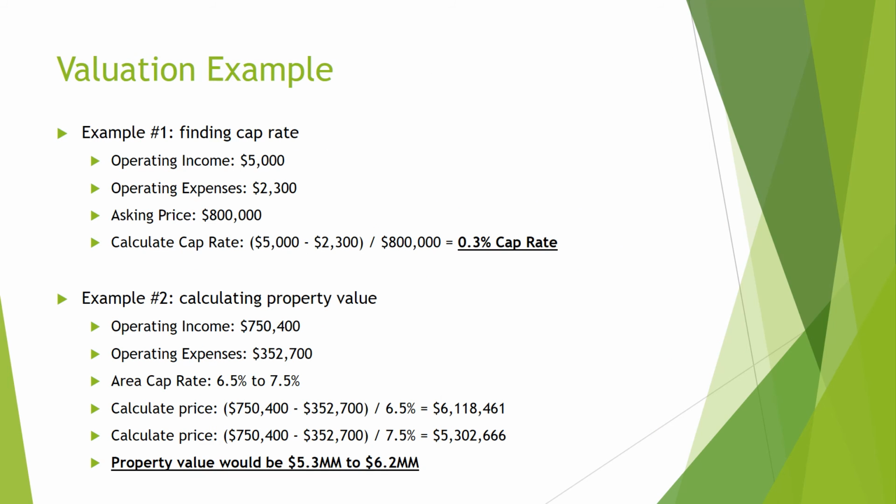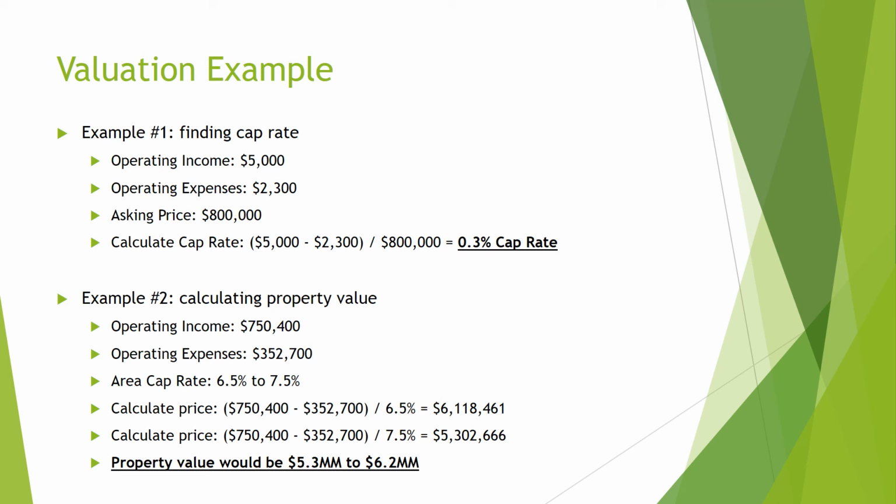So let's try to put this all together into one final calculation. In example 1, we're trying to find the cap rate of a property. So we know the operating income is $5,000 and the operating expenses is $2,300 and the asking price is $800,000. So to calculate the cap rate, we do 5,000 less 2,300 divided by 800,000. That's a 0.3 cap rate. That's probably a California property. And the reason I chose low numbers like 5,000 and 2,300 is to show you that it works in every level of numbers that we choose to.